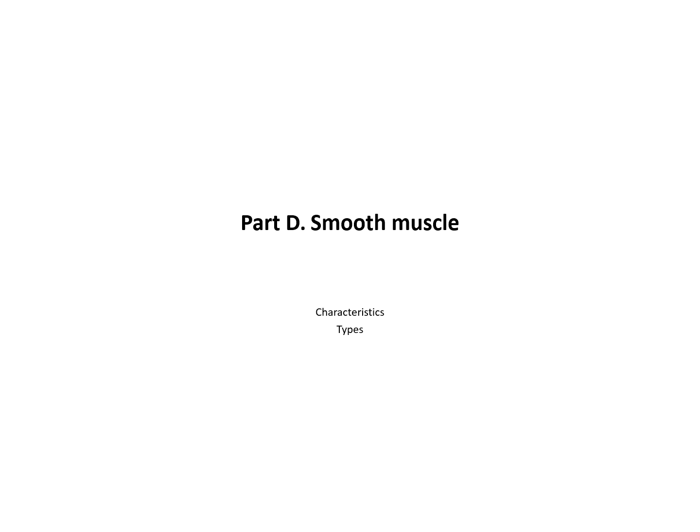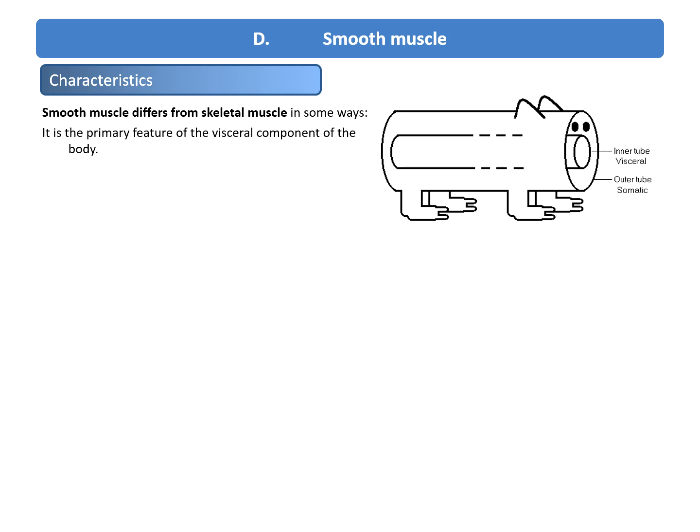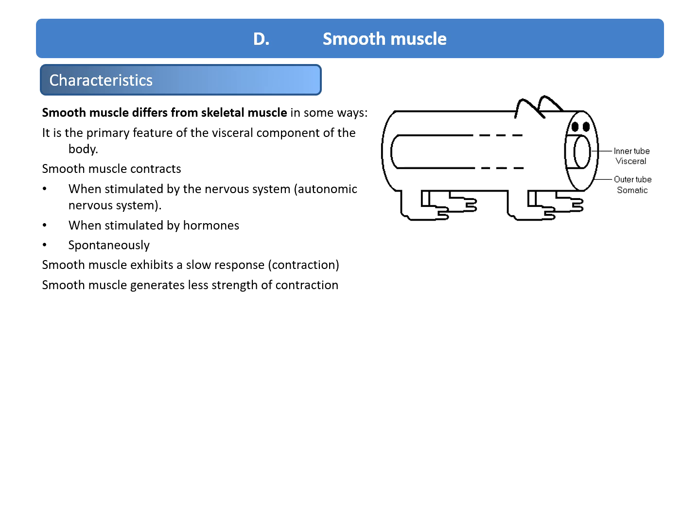Part D is a brief look at smooth muscle. Smooth muscle differs from skeletal muscle in certain ways. It's the primary feature of the visceral component of the body. Smooth muscle contracts when stimulated by the nervous system or by hormones, or it may contract spontaneously. Smooth muscle exhibits a slow response, a slow contraction.